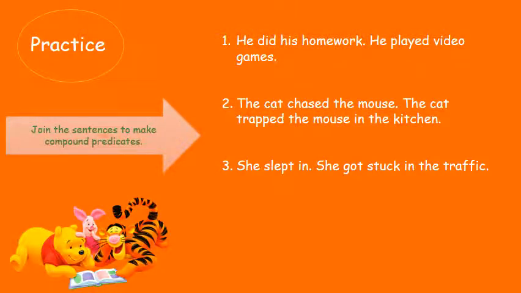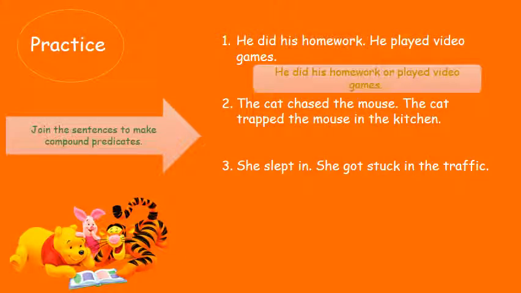Join the sentences to make compound predicates. Let's make compound predicates here. He did his homework. He played video games. So here the subject he is doing two different actions. He did his homework or played video games. We use the conjunction or. If you want to say he neither did his homework nor played video games is also correct. He either did his homework or played video games is also correct. He did his homework and played video games is also correct.